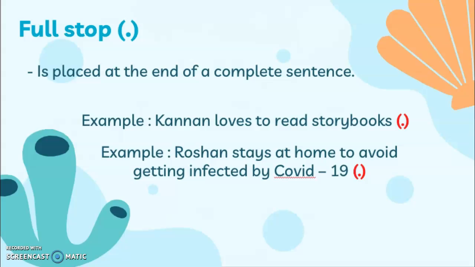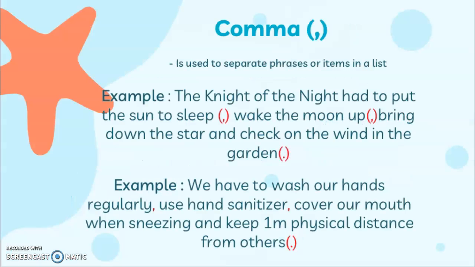And then move on to the next one, which is the comma. When do we use a comma? We use a comma to separate phrases or items in a list. Let's look at the example. The night of the night had to put the sun to sleep, wake the moon up, bring down the star and check on the wind in the garden. Alright, so there is a list of things that the night of the night had to do. That's why we have to separate them by putting commas.